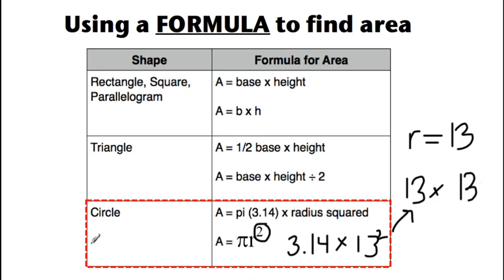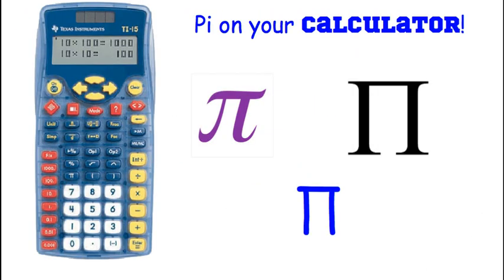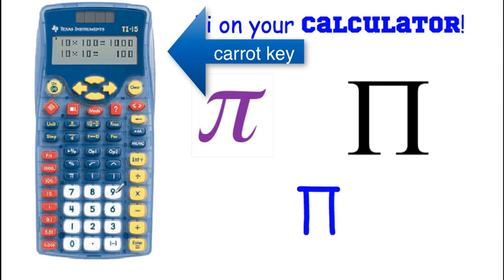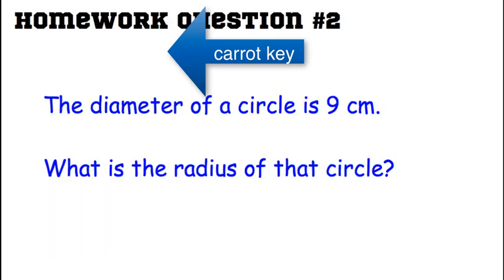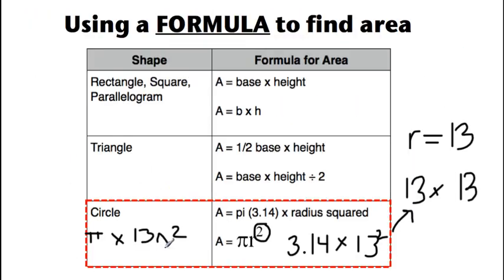So an easy way to enter this into your calculator, if you have the pi key and the squared key, would be pi times 13 caret 2. So let's go back to that calculator really quick so you guys can remember where the caret key is. The caret key is right here on your calculator, and you can use that to square numbers, to put numbers to the third power, the fourth power, the fifth power. So remember that handy dandy key when using the squared in this formula.